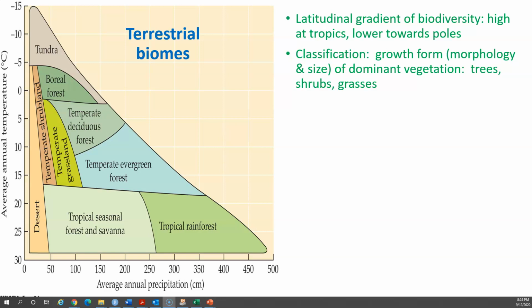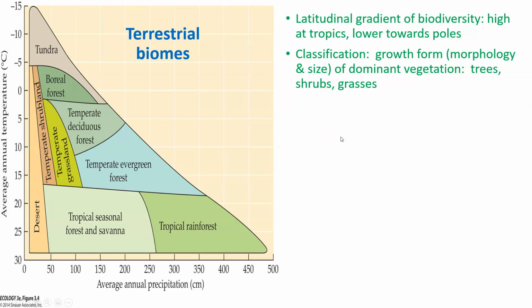What do you mean by growth form? You know what dominant vegetation is, right? Meaning, what is the most commonly found type of vegetation? Growth form refers to the gross morphology, the overall shape of a particular type of vegetation, and their relative size. Are they large and tall, or are they short and stunted? So based on the dominant vegetation forms, we can identify basically these three types: trees, shrubs, and grasses.